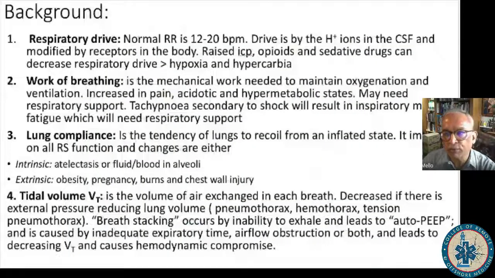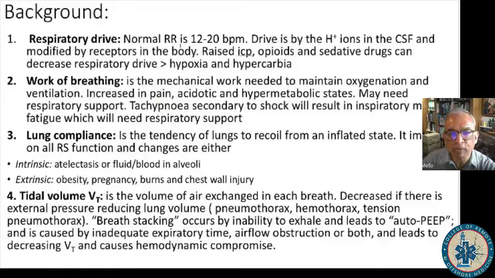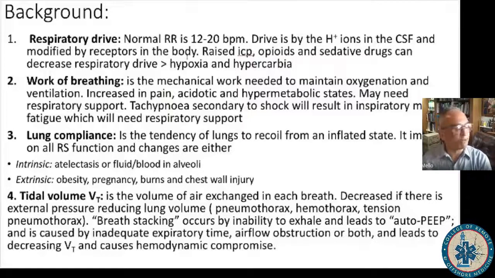So let's go through some technical information. First, the respiratory drive. The normal respiratory rate in an adult is 12 to 20 breaths per minute. And this is driven by the hydrogen ions in the CSF and modified by receptors in the body. Raised intracranial pressure, as in a head injury, the use of opioids and other sedative drugs can also decrease the respiratory drive, leading to hypoxia and hypercarbia.